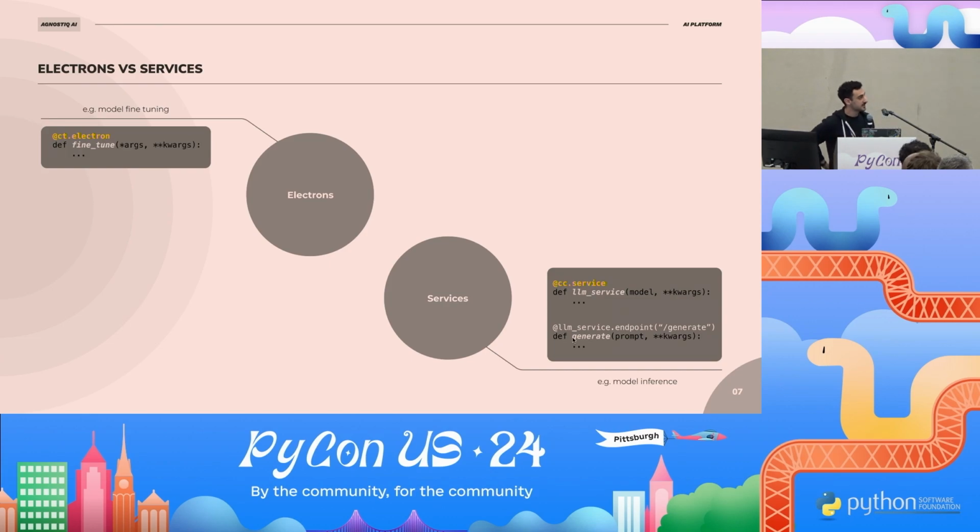And I just want to emphasize the difference between electrons and services. An electron will be like a function that you can ship to whatever backend you want on the cloud. And a service is a service that you can ship to whatever backend you want on the cloud. Once I get into the code, we'll see how we decide exactly where these tasks or services run. But yeah, just to highlight a small difference. So the electron you might use for fine-tuning your model, but the service is what you'll use for doing inference with your model so that you can do it in real time.